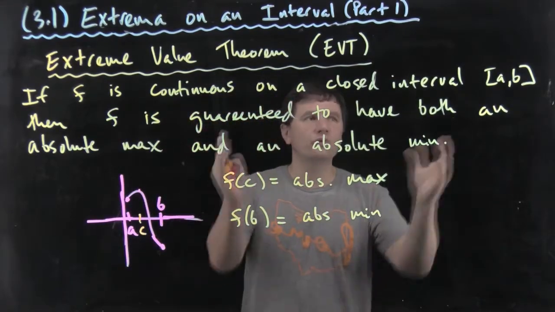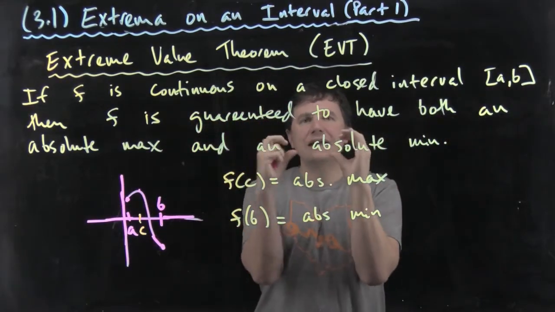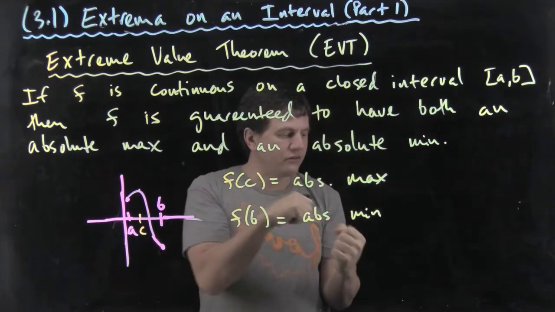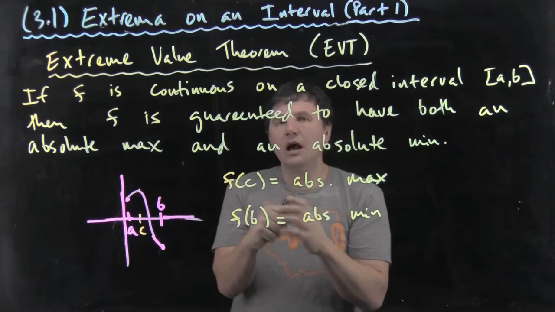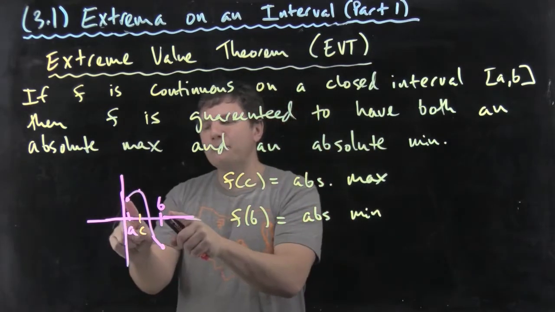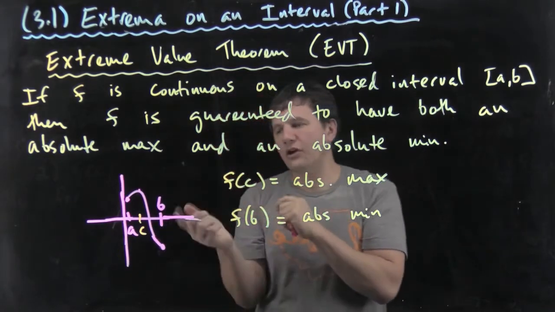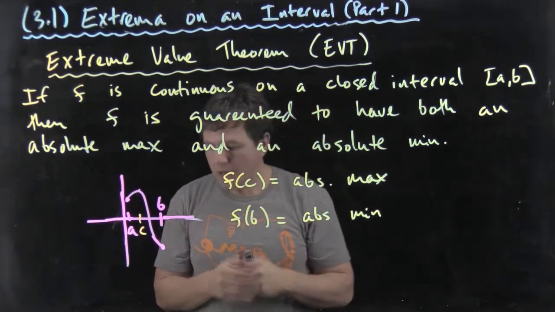Those are our potential. So as soon as we put our function on that closed interval, we're guaranteed to have an absolute max, we're guaranteed to have an absolute min, and those things would occur either at the endpoints, which would be potential, or these critical points, which I'll define here in a moment, okay?